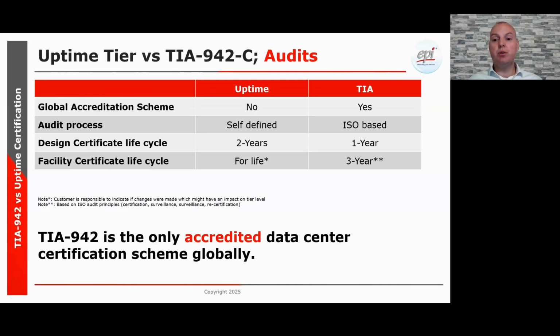The facility certificate for Uptime has a lifetime validity, but the customer is responsible to indicate if changes are made that could impact their tier level. Whereas the TIA doesn't go through self-changes because they are following the ISO principles, so they need to recertify for it. Of course, both situations have upsides and downsides, but you have to ask yourself the question, if you are seeing a 10-year-old document on the wall, what do you want to see as a customer? Because without any changes, would it still be relevant to today's technical standard with all the changes in place nowadays?